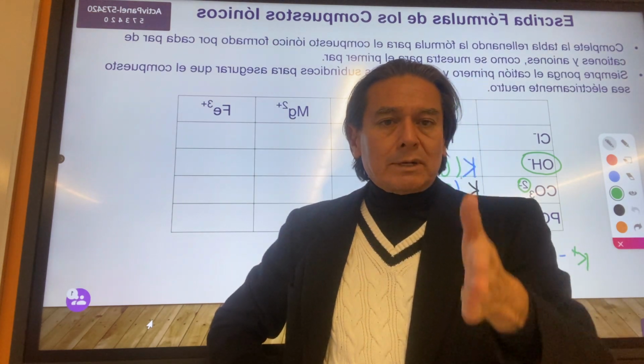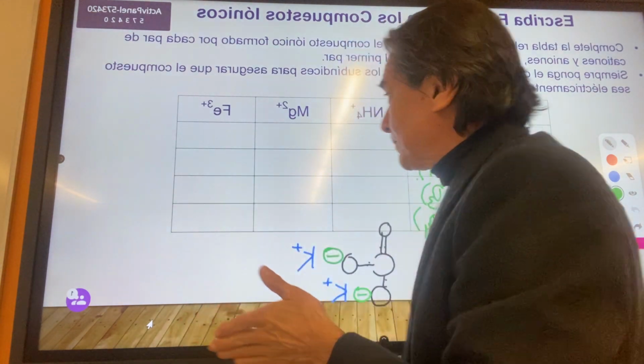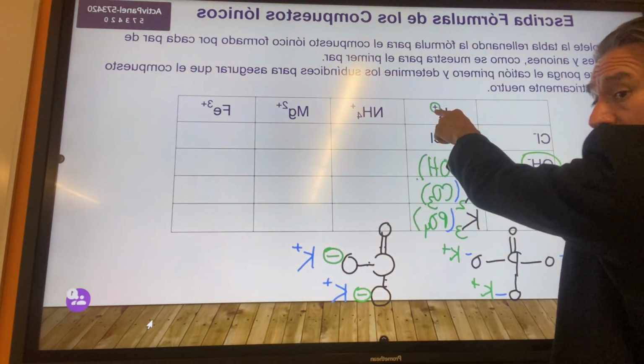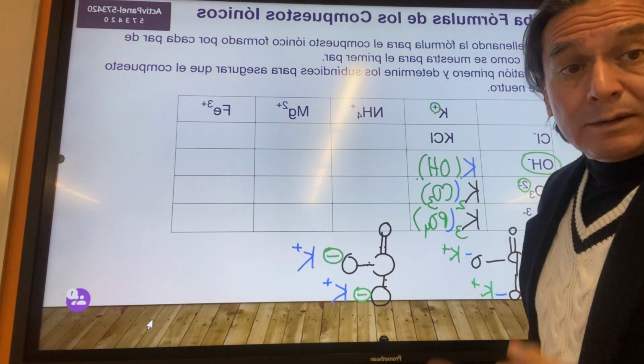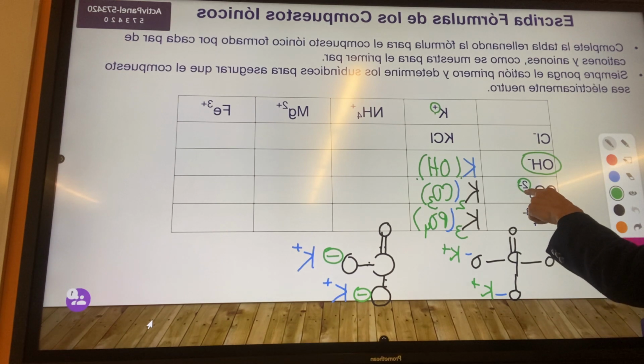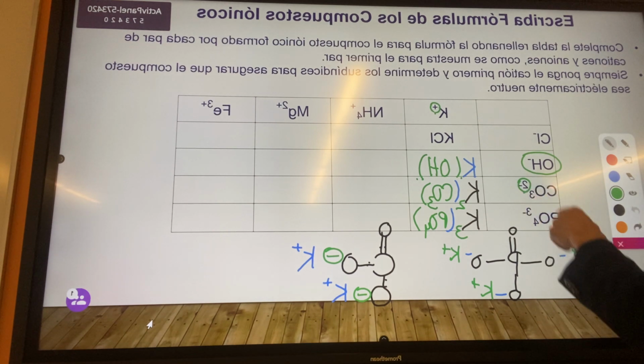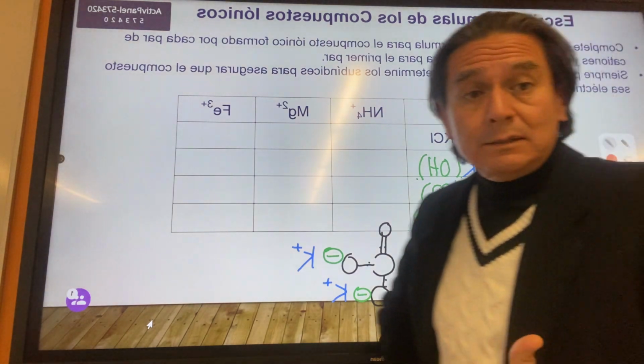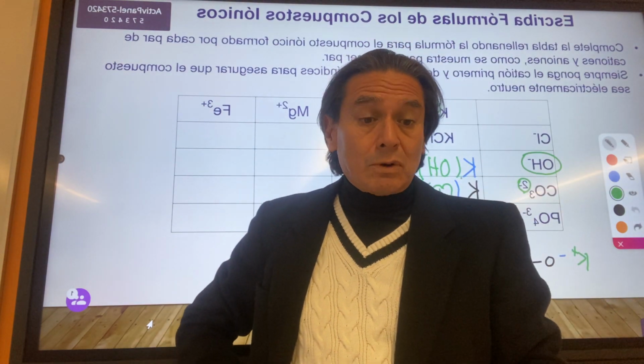Do you see how that works, right? The positive charge indicates the number of valence electrons that you have. Here, it indicates the number of potassiums that you're going to need to synthesize a neutral compound.